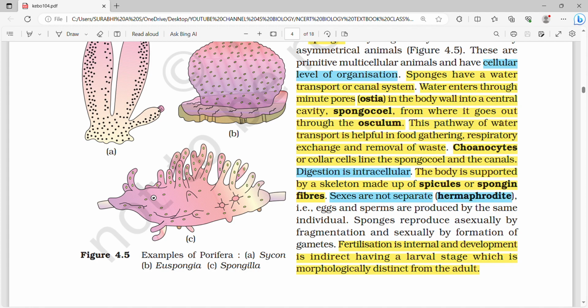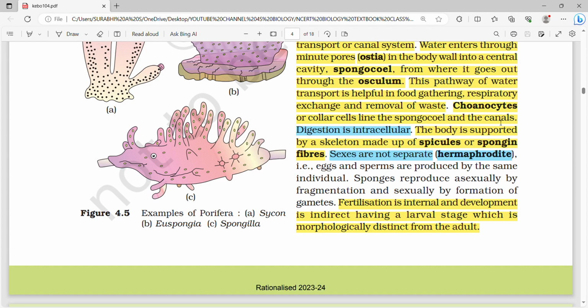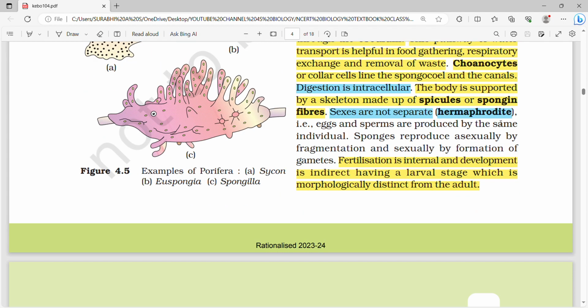So this pathway of water transport is helpful in food gathering, respiratory exchange, and removal of water. And there are choanocytes or collar cells that line the spongocoel and the canals. You have to note down that the digestion is intracellular, inside the cell itself, and the body is supported by a skeleton made up of spicules or spongin fibers.